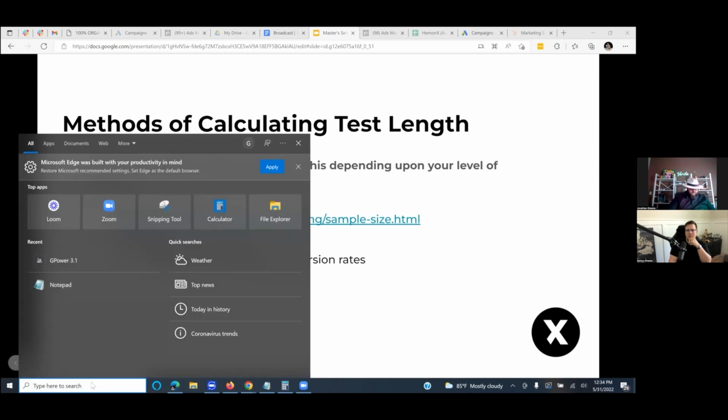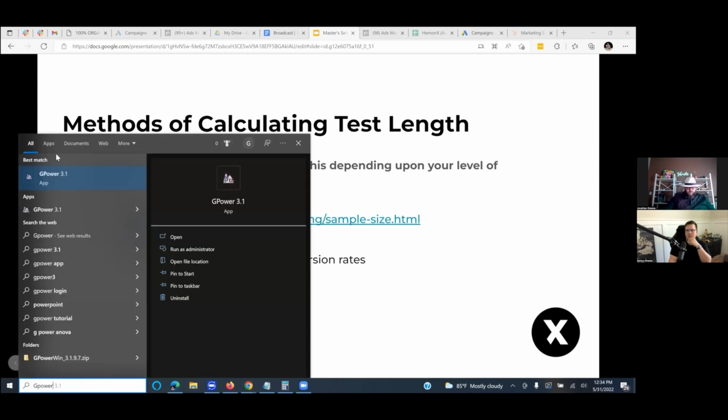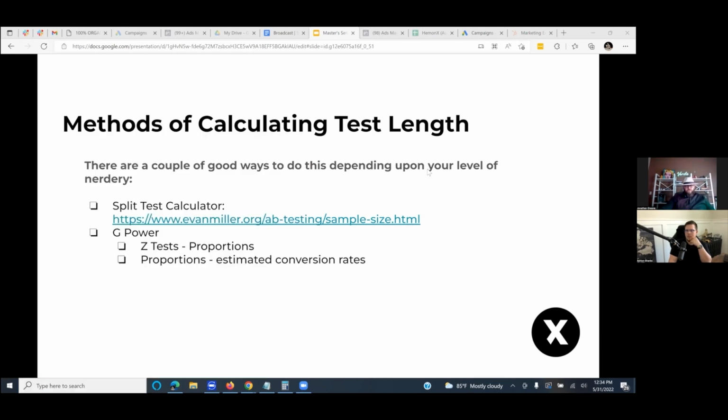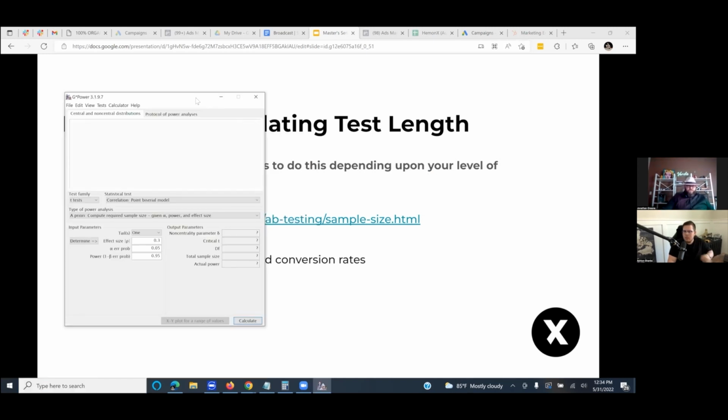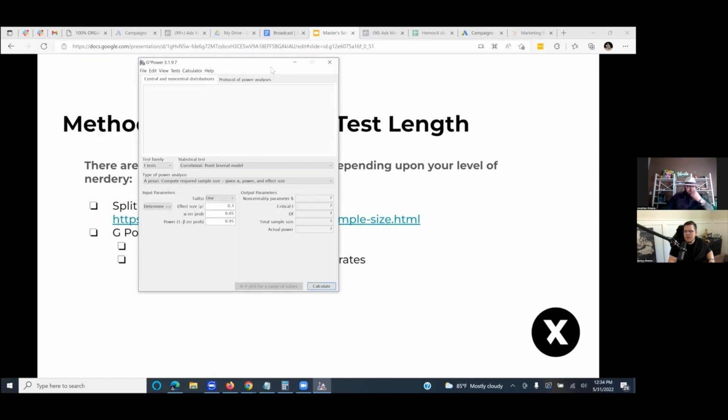Well, let's look at G-Power. All right. G-Power is the statistics tool, okay? And we're going to use this to determine exactly how long we need to run our split test. So first things first, when you open it, you get this screen. You really need to just write down these next few factors as I explain them to you. So if you have a notebook and a piece of paper, just write this down.